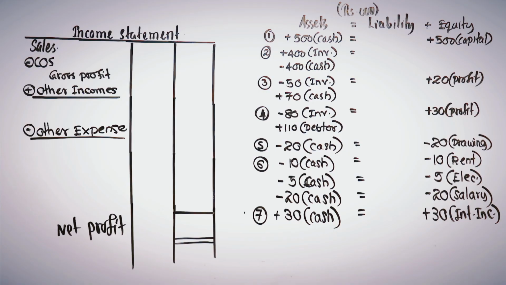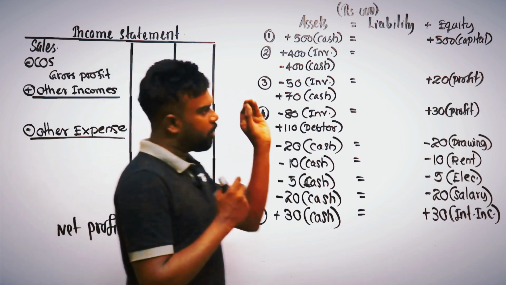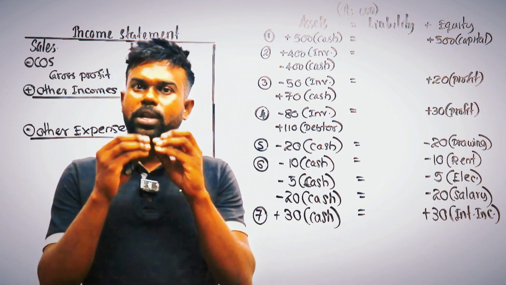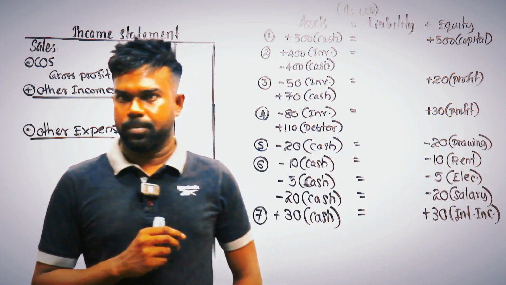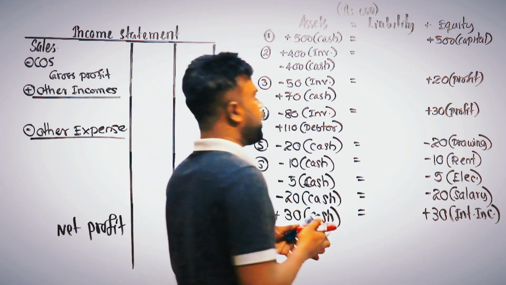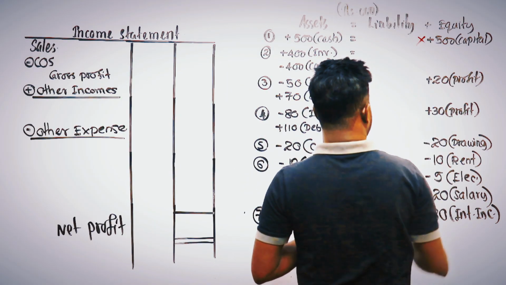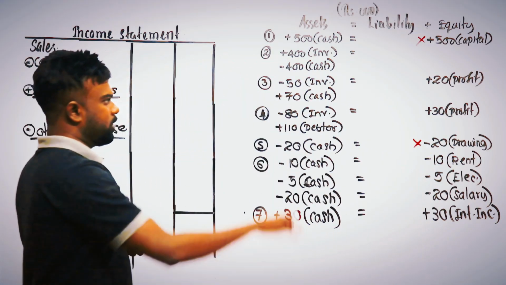Don't read the question again. Now, no need to read the questions. You have to refer to the equity column, then for the income statement we have to consider only income and expenses. Capital and drawings, no need to consider. Income statement, capital is not income, right? And drawings are not expense, right? Don't consider. First one, profit.